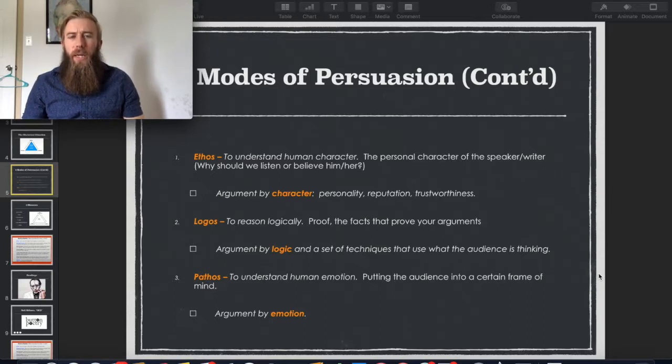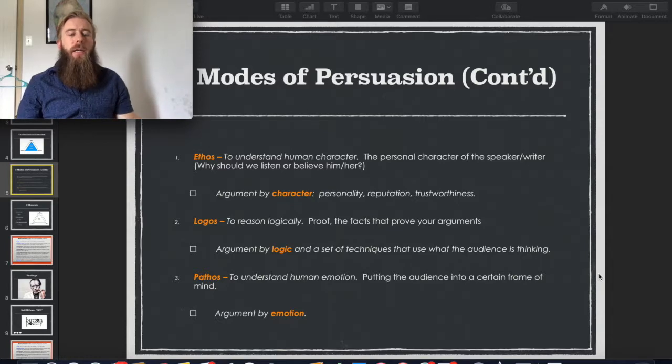Pathos, pathetic, meaning emotion, like empathy or sympathy. So it is understanding human emotion, understanding how to reach out and grab the audience's attention and connect with them through emotion. You see this a lot with politicians. They try to connect to their audience by using an emotional argument.